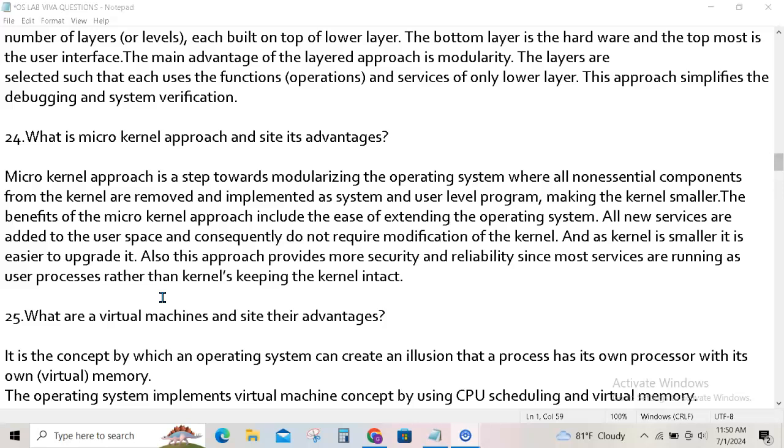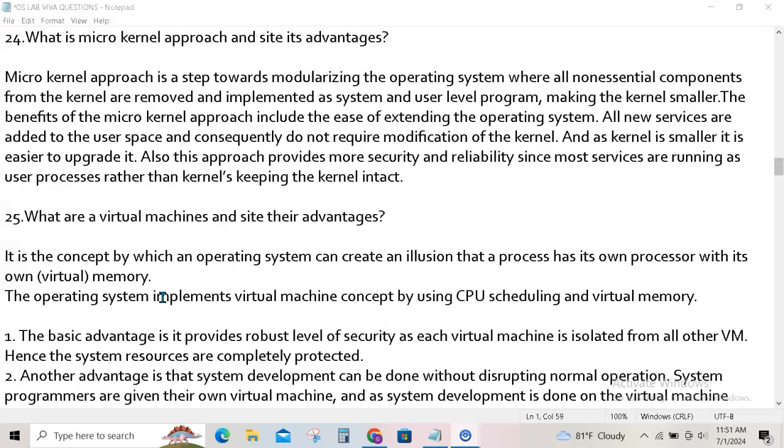What is the microkernel approach? Advantages of the microkernel approach. The microkernel approach is also a step towards modularizing the operating system. In this approach, all the non-essential components are removed from the kernel and implemented as system and user level programs. This results in a much smaller kernel called the microkernel. Benefits of the microkernel approach: it is now much easier to extend the operating system. It also provides much more security and reliability.